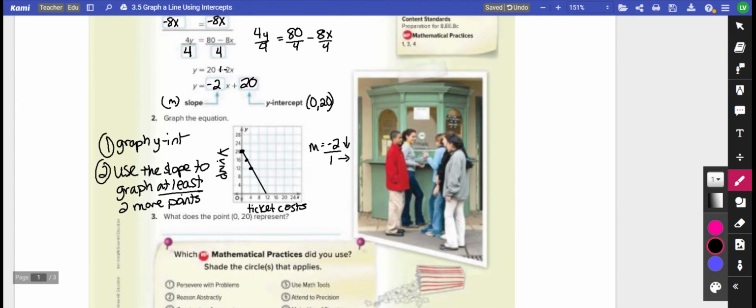So, what does the point (0, 20) represent? This means that Mrs. Hodges could purchase 20 drinks and no tickets. Let's continue.